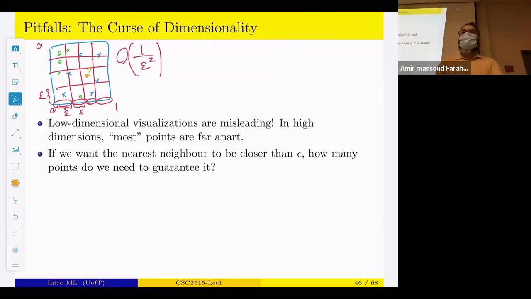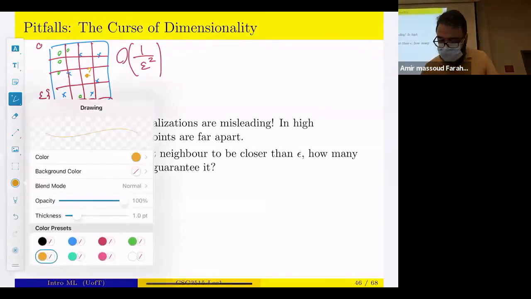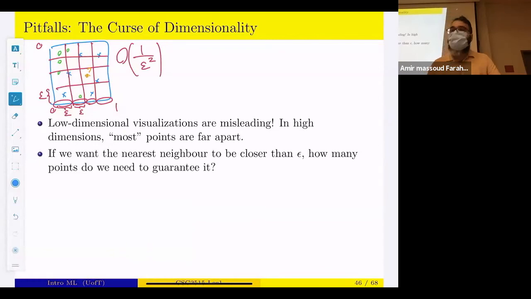Would it be okay? So the answer is roughly the number of regions, and that's correct. Roughly 1/ε², the number of regions would be a good approximation of the number of data points that I need in order to cover it. If I have any number of points less than that, there would be some regions that are empty. Essentially, anything smaller than 1/ε² means there would be a region that is empty, which entails that if my query point is in that region, then no point in the training set is closer than epsilon to me.